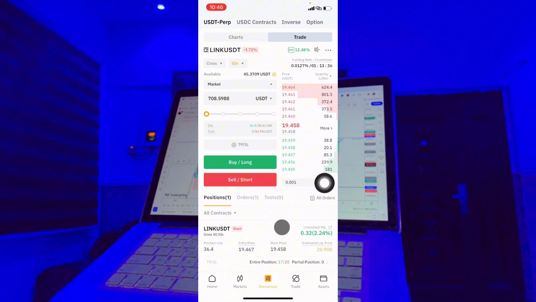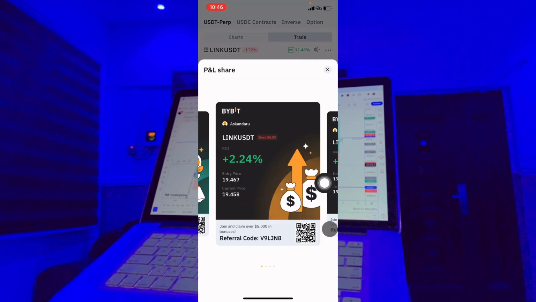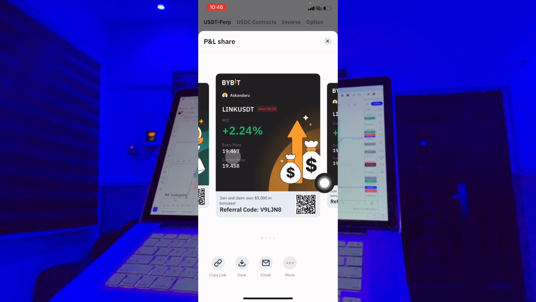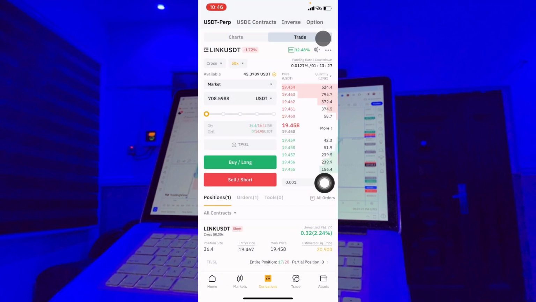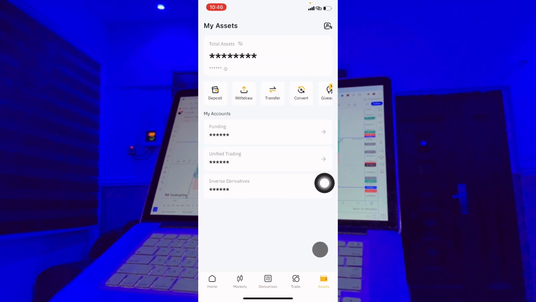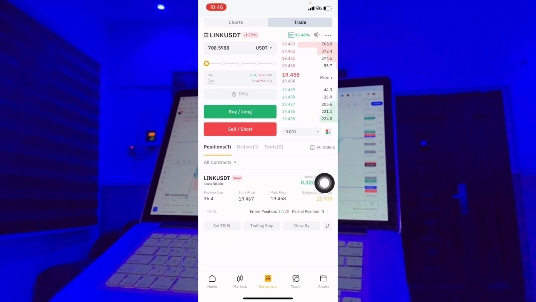Okay, so if I want to share this trade, I can just click on the share button at the corner here. This is the current trade right now. Okay, I can cancel this and go back. If I want to close the trade too, it's very simple and straightforward. So I'll just click on the trade derivative section.